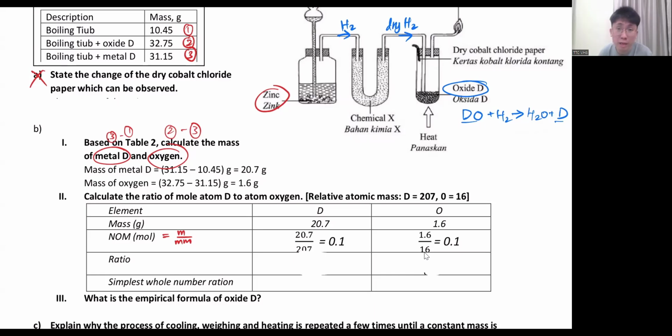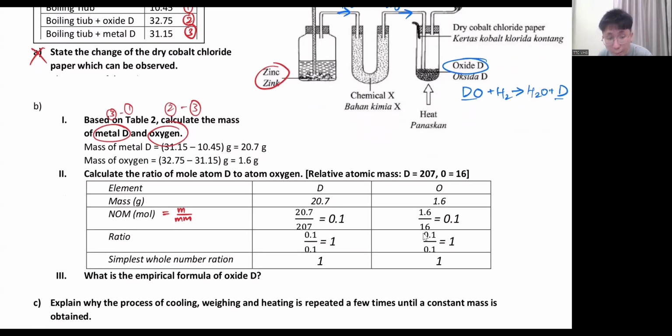Because in the two experiments I mentioned just now, the magnesium oxide and the copper oxide, both of these experiments always give you ratio 1:1. So in exam, if you suddenly get some weird numbers, where the ratio is not 1:1, it means something is wrong with your calculation. So the ratio of these two experiments must always be 1:1. So 0.1 and 0.1, the ratio is 1:1, simplest ratio also 1:1.